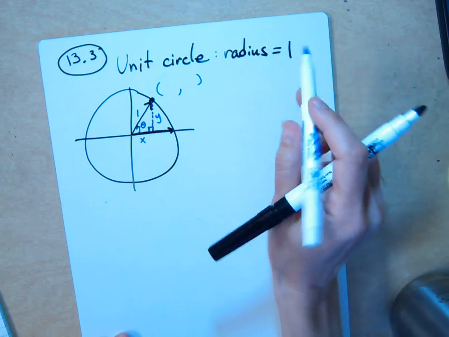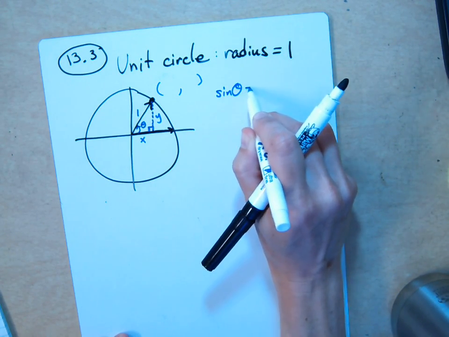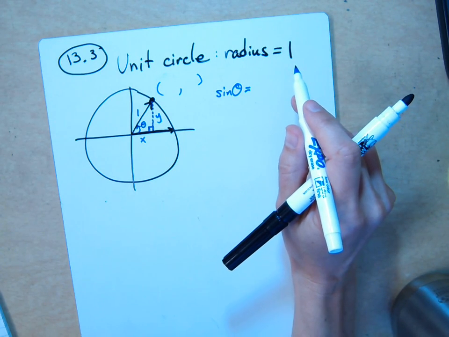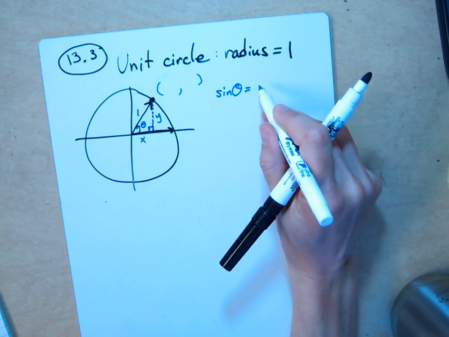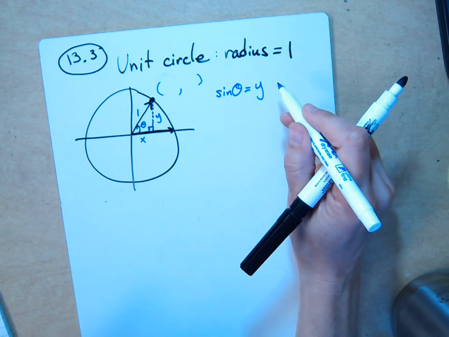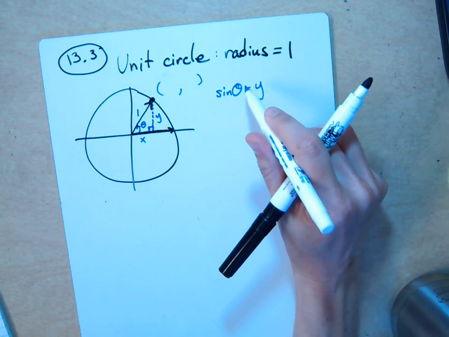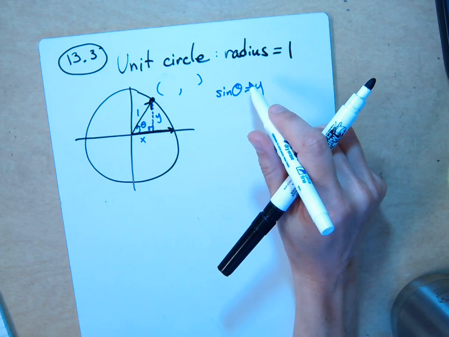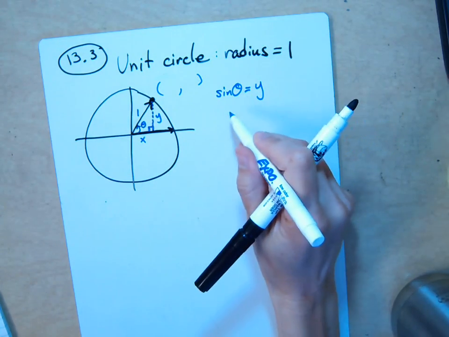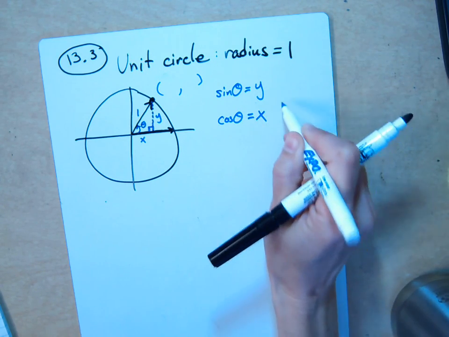So watch this. What is the sine of the angle? Look at the picture. Do you see that? It's just y. It's not even y over 1. I mean, y over 1 it is, but the 1 just simplifies. So the y coordinate is the sine of the angle. And I'll show you in some examples in a second. And what about the cosine of the angle? The cosine of the angle is the x coordinate.